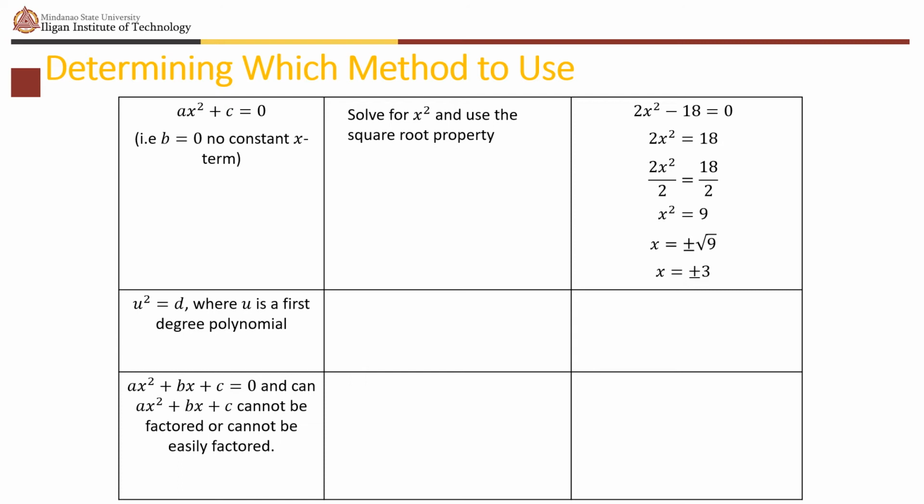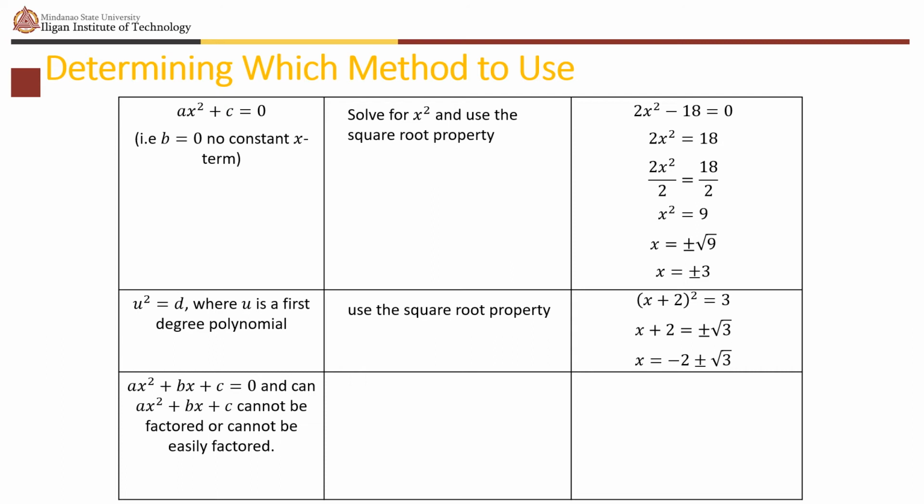On the other hand, when u squared equal to t, where u is a first degree polynomial, then you can use the square root property. Like such, if you have the quantity x plus 2 squared equals 3, this is x plus 2 equals plus or minus square root of 3. Then you can add negative 2 to both sides. So you'll have x equals negative 2 plus or minus square root of 3.